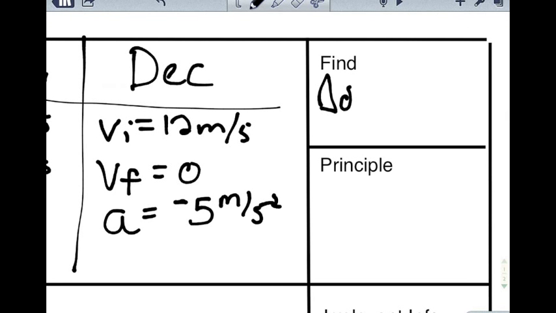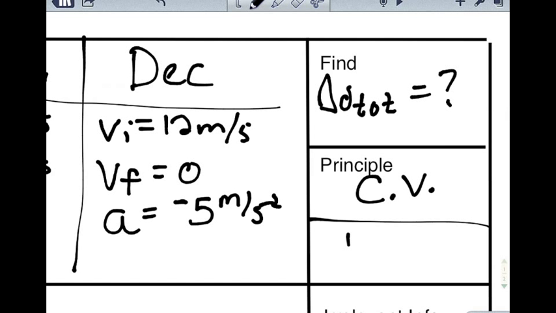So now, we are trying to solve for the displacement. And we're going to say d total. That's what we're trying to solve for there. We're trying to find the total displacement of the car. We know that we actually have two different situations here. We're using constant velocity and we're using if that.